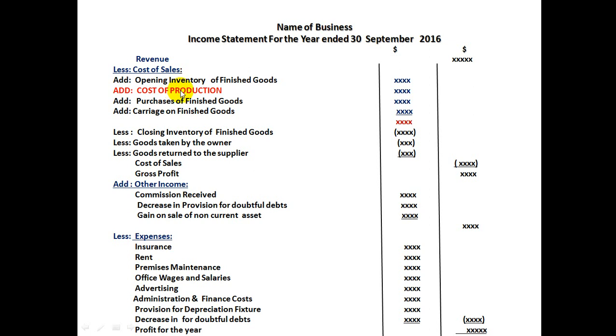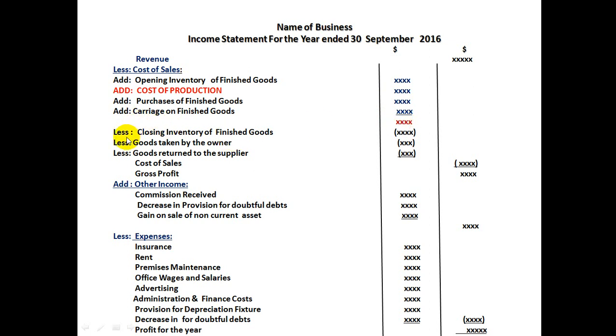Cost of production will be calculated in another statement which is known as the manufacturing account or cost of goods produced statement. Its format is also given in the same playlist. Cost of production along with the purchases of finished goods and carriage on finished goods. These four things are to be added and their total is to be written here.